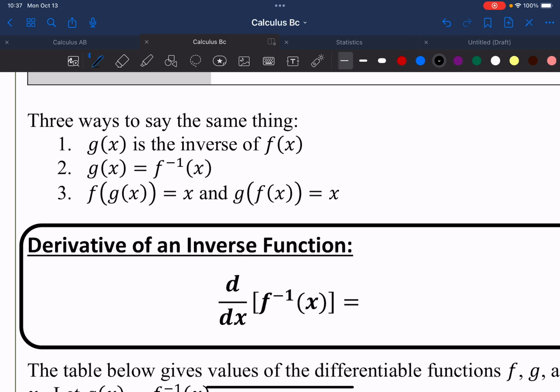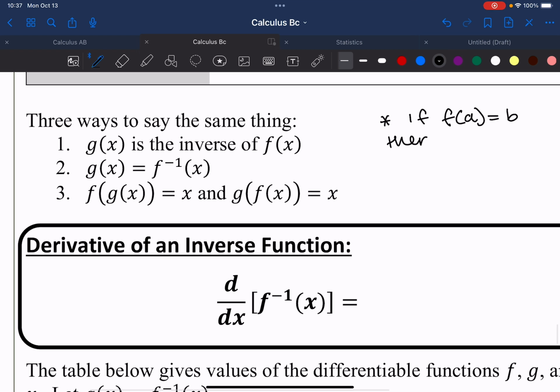Another way we could think of this is, if f of a is equal to b, so we plug in a number into the function f and get b, then the inverse of b is a. So if we plug in a value and get b in our original function, that means if we plug b into our inverse function, we should get a.